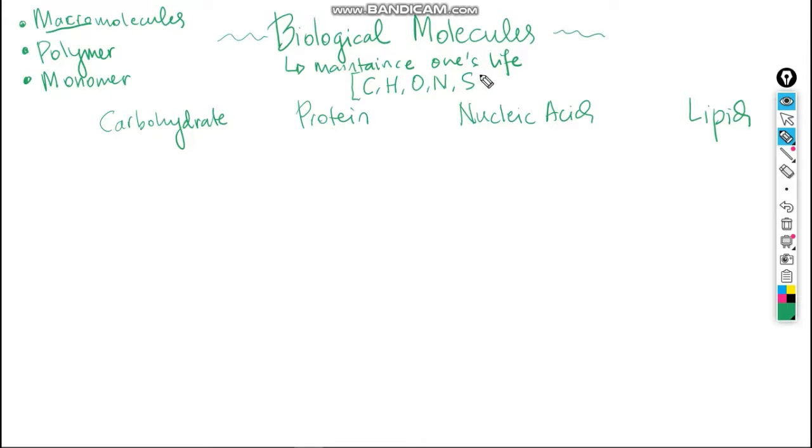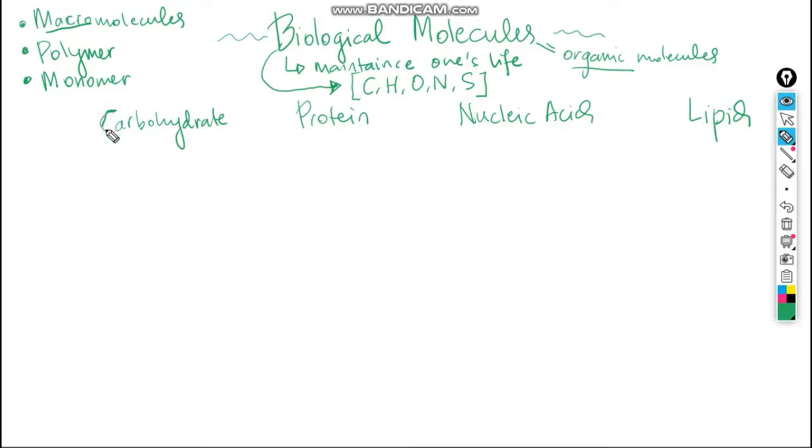So these molecules are said to be biological molecules because they consist of these atoms: carbon, hydrogen, oxygen, nitrogen, and sulfur. Sometimes we call them organic molecules, but not all organic molecules are included as biological molecules, because the purpose of biological molecules is to maintain one's life. Okay, so let's start from the carbohydrate.